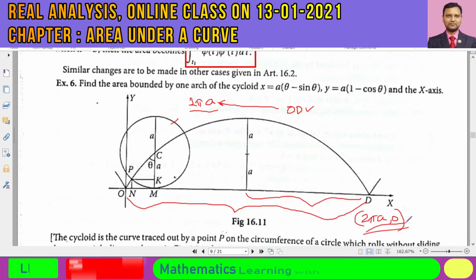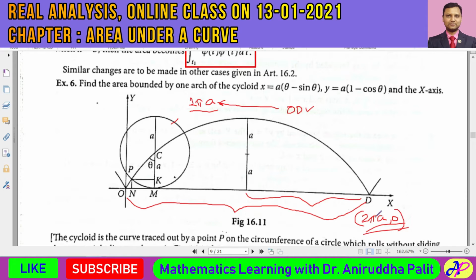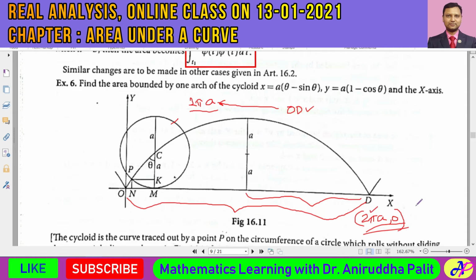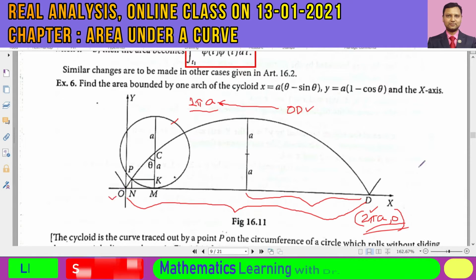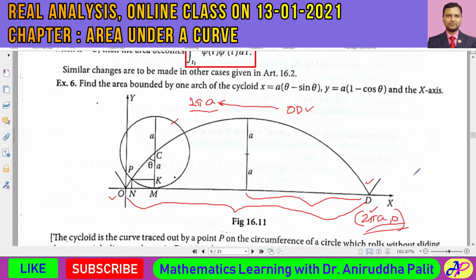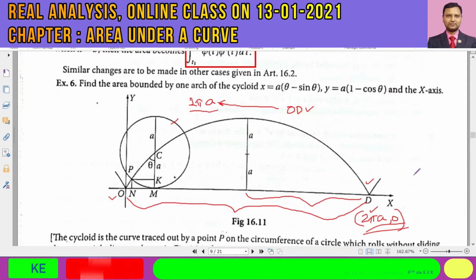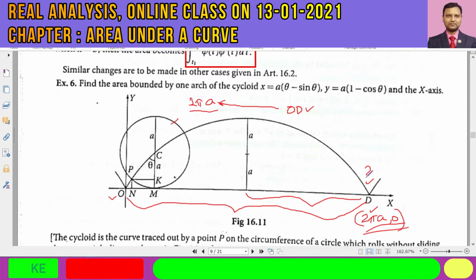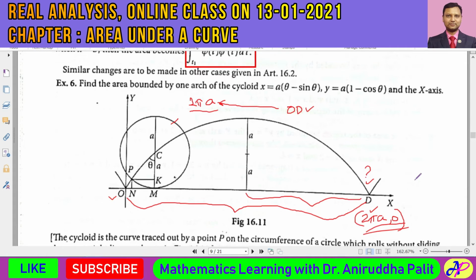All right, and if you see, this value x becomes equal to twice pi a. That means starting from the point O to the point D, we will get this much length, and that is equal to twice pi a. Then what is the value of theta at the point D? What would be the value of theta at the point D?